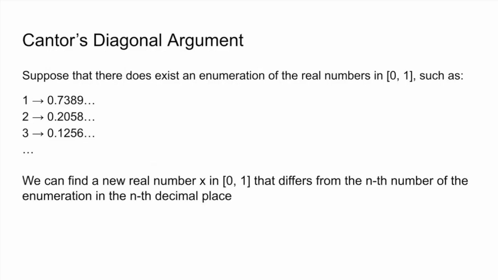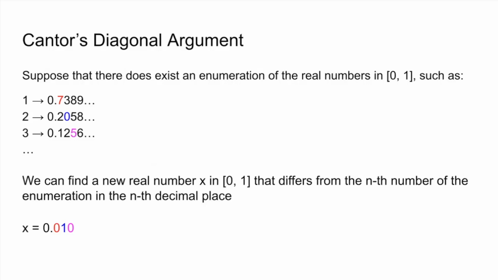And we can find a new real number x in 0, 1 that differs from the nth number of the enumeration in the nth decimal place. So the first decimal digit of the first number is 7, so x would be equal to 0. and we choose any digit other than 7. So for example, 0. All right, and then the second decimal digit of the second number in the enumeration is 0. So we pick any digit other than 0, such as 1. The third decimal digit of the third number in the enumeration is 5. So we pick a digit other than 5, such as 0.